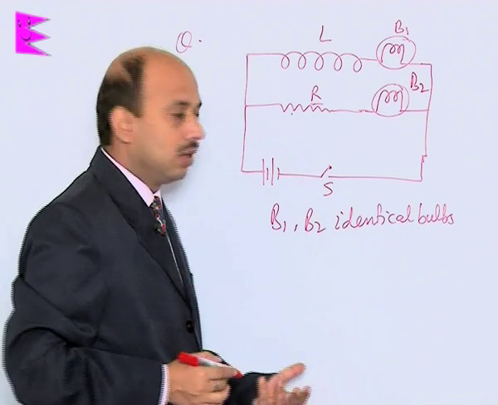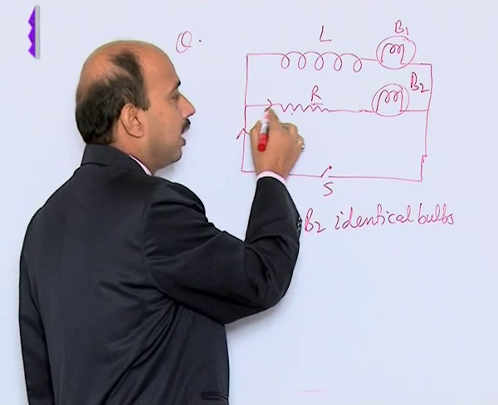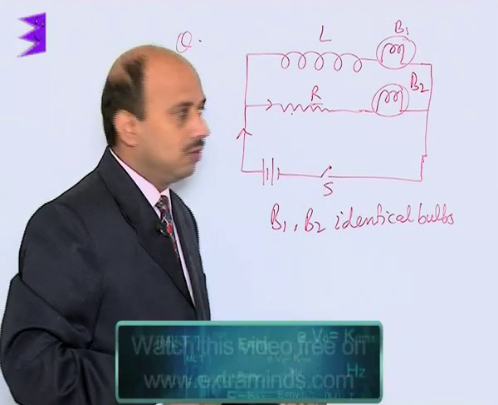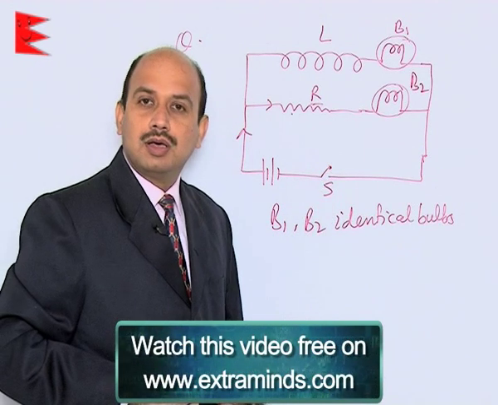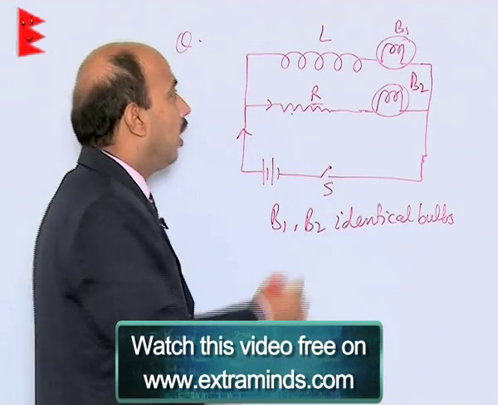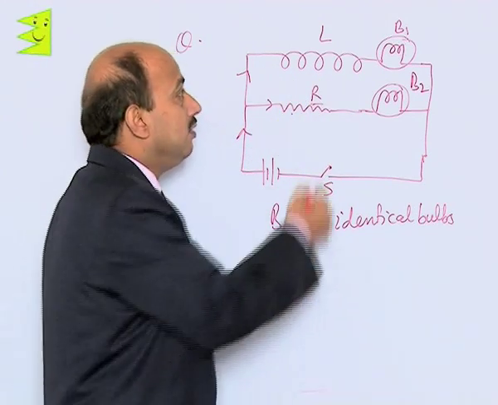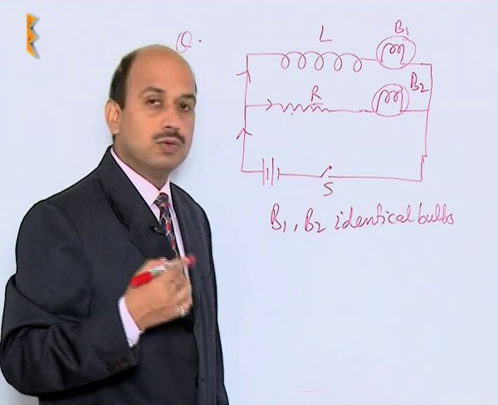Current starts flowing. When the current starts flowing here, through this R, it suddenly reaches its peak value, and bulb B2 starts glowing with full brightness. But now the current going through this inductor, what happened? There is an inductive reactance, that is a resistance due to induction or induced EMF.